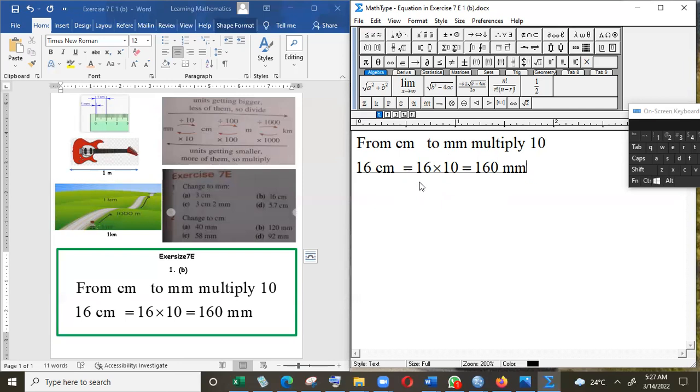So write this down. Good, and write down 16 centimeters is equal to 16 times 10. That will give us 160 millimeters. 16 centimeters is equal to 16 times 10, which is equal to 160 millimeters.